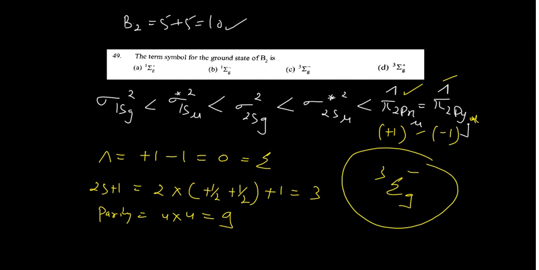And if you put that, what would be your answer? Your answer is this one: 3 sigma negative g. This is how you can write it, so there is no problem in that. Now moving on, these are the problems which were asked in the CSIR NET examination. And lastly, we can check the last problem.